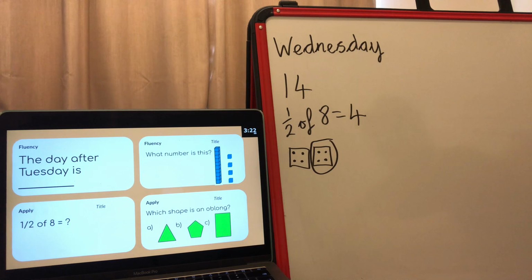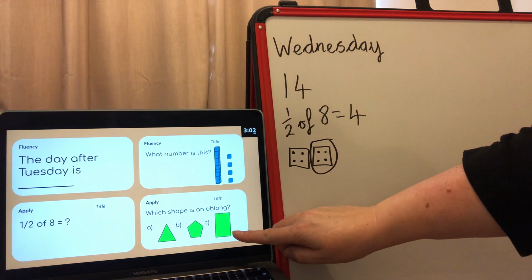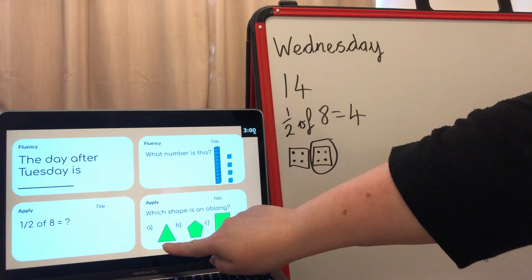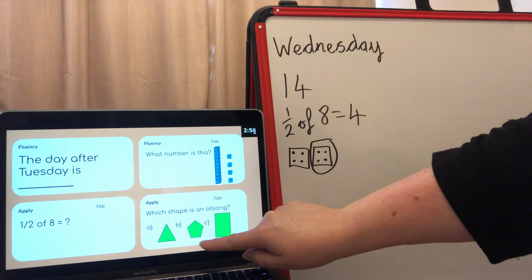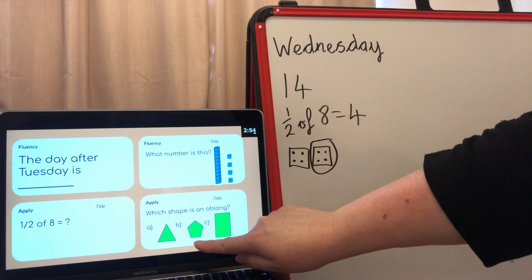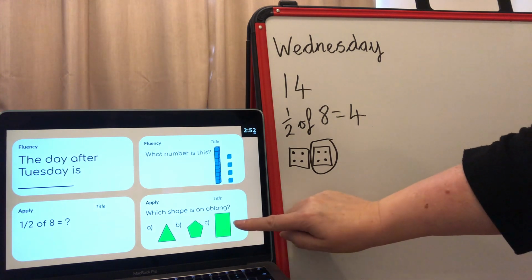And the last one, which shape is an oblong? Well, if you've learnt some of the properties of 2D shapes, you will know that an oblong is going to have 4 vertices or 4 corners and 4 straight sides. 2 of the sides will be shorter and 2 will be longer. So the answer is C. If you said A, no, that's a triangle. And B, which has 1, 2, 3, 4, 5 vertices or corners, that's a pentagon. The shape that was an oblong was C.